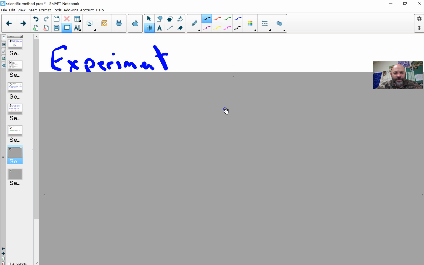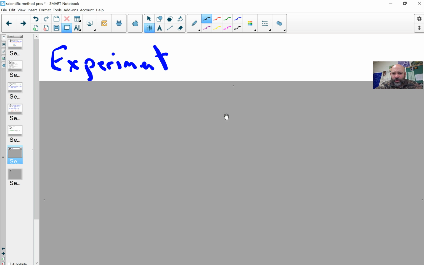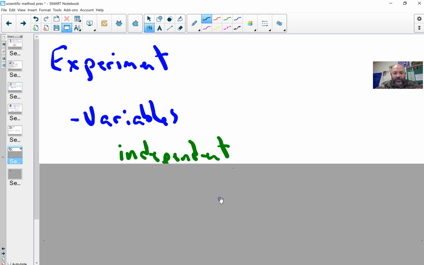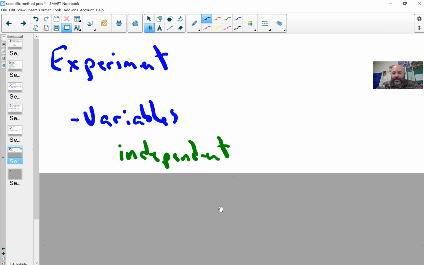With our experiments, experiments are a really important part of the scientific method. We have to have something we're going to test to see if our hypothesis is correct or not. There are some terms that go along with it, and that is variables. Variables are the things that we're testing. There are two types of variables. The independent variable is the factor that we control. We'll spend a little more time in class talking about these things and looking at some examples, but this is what we control. This is what we change to see how it affects the experiment.